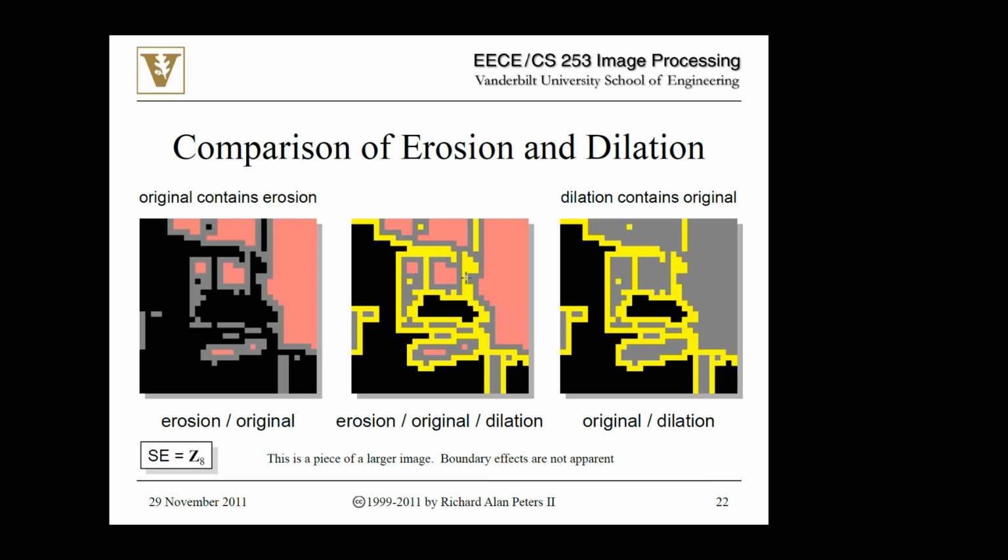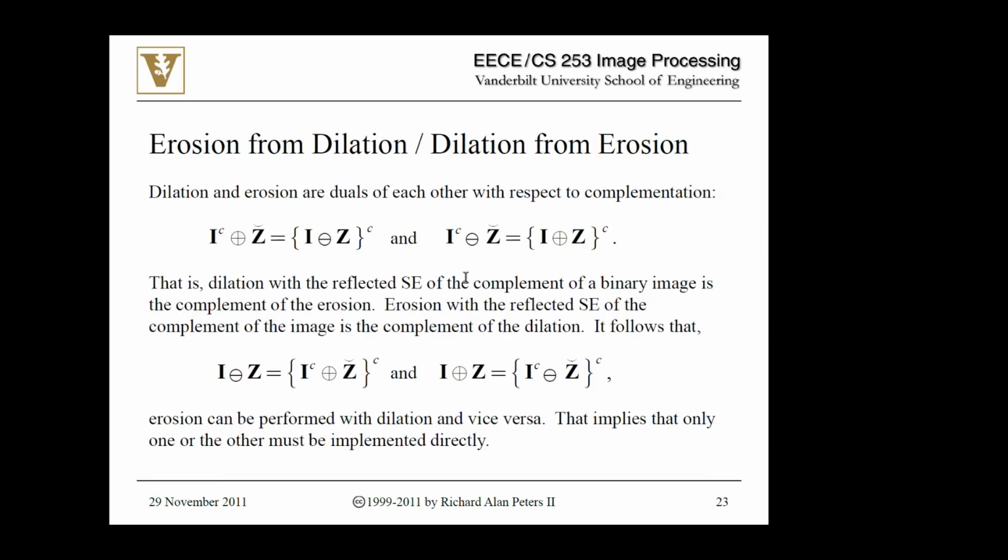Here we have an example of how this erosion, dilation, and the original relate. Here we have the original and erosion, and here we have the original and dilation. And there are some properties. The original always contains the erosion. That's for sure. Also, the dilation always contains the original. And we will see more properties later.